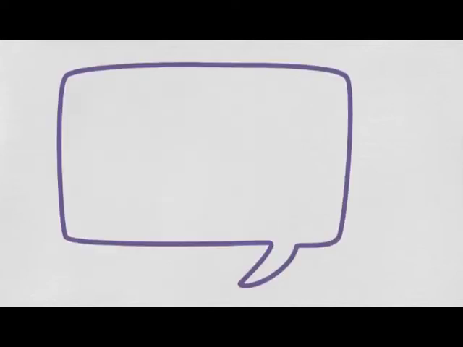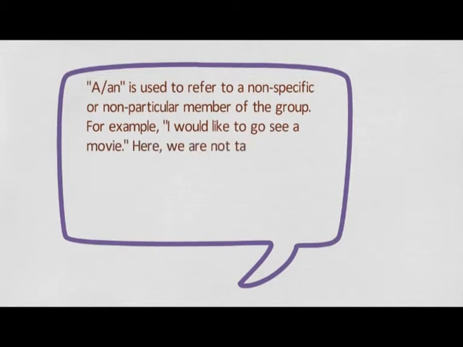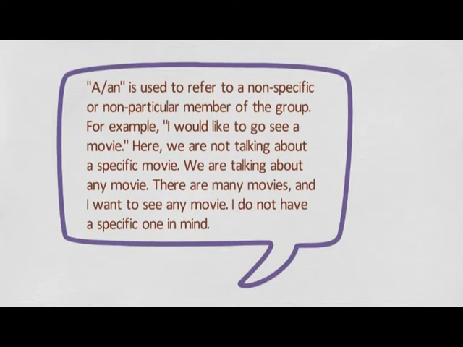A and an is used to refer to a non-specific or non-particular member of the group. For example, I would like to go see a movie. Here, we are not talking about a specific movie. We are talking about any movie. There are many movies, and I want to see any movie. I do not have a specific one in mind.